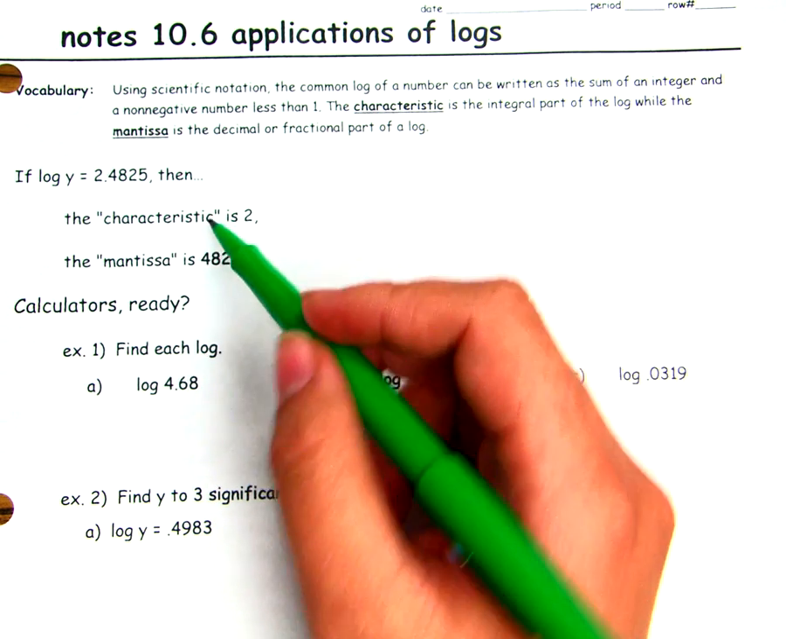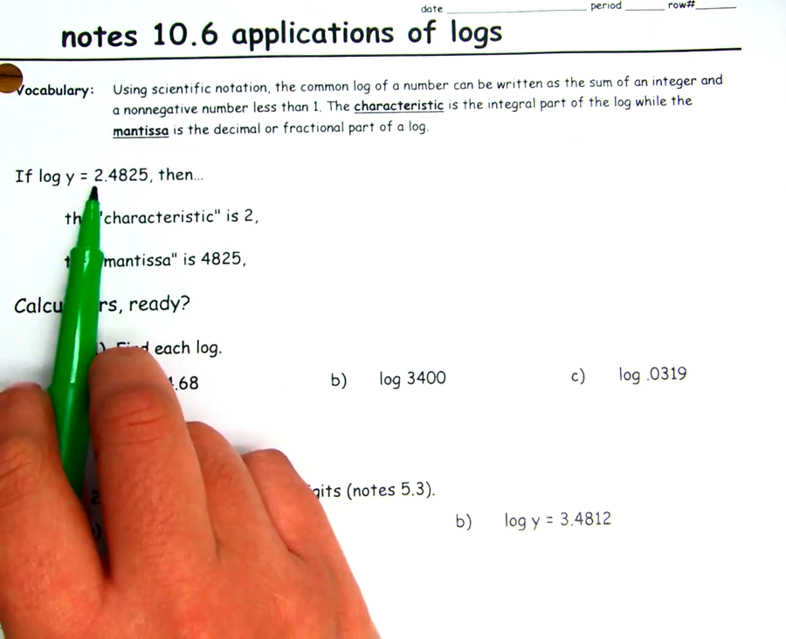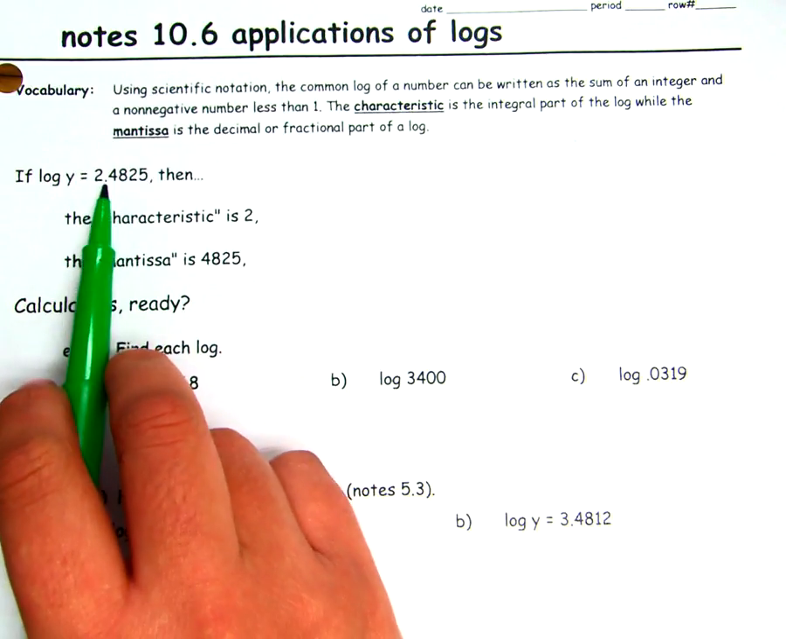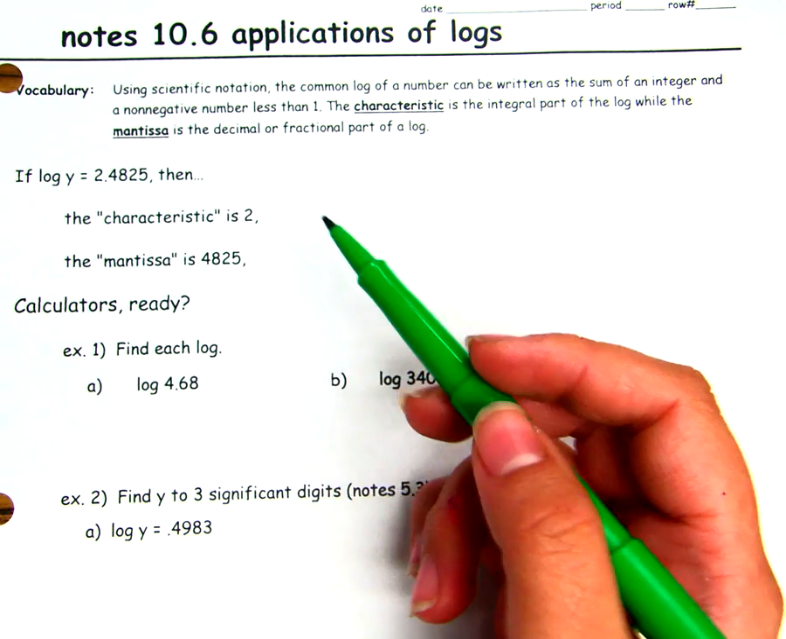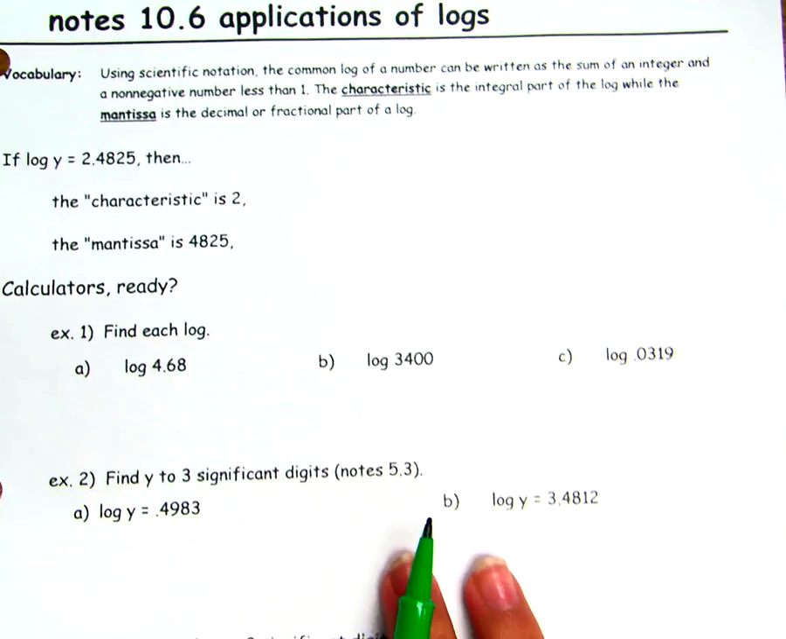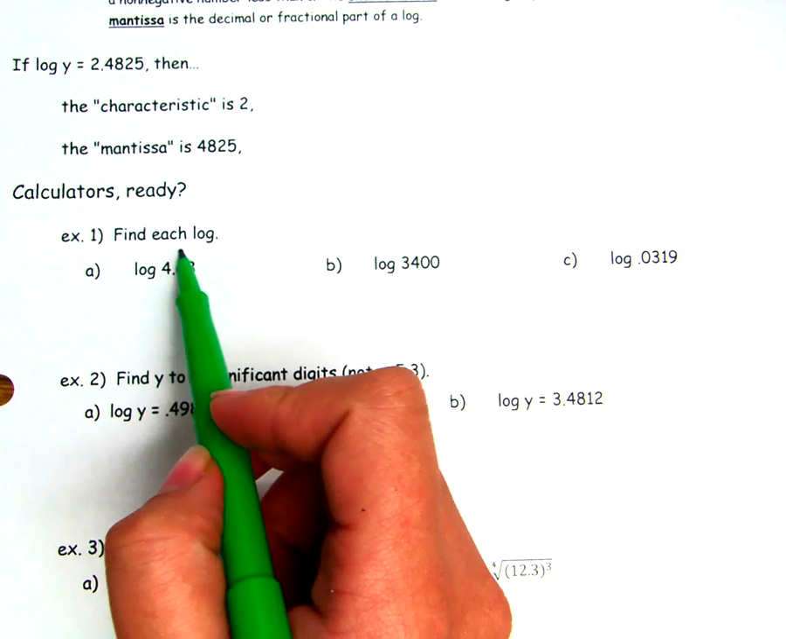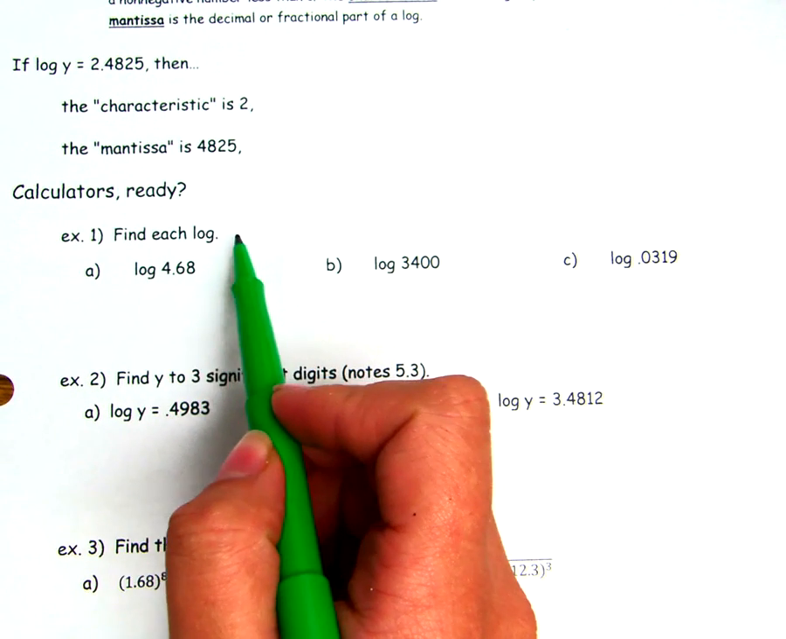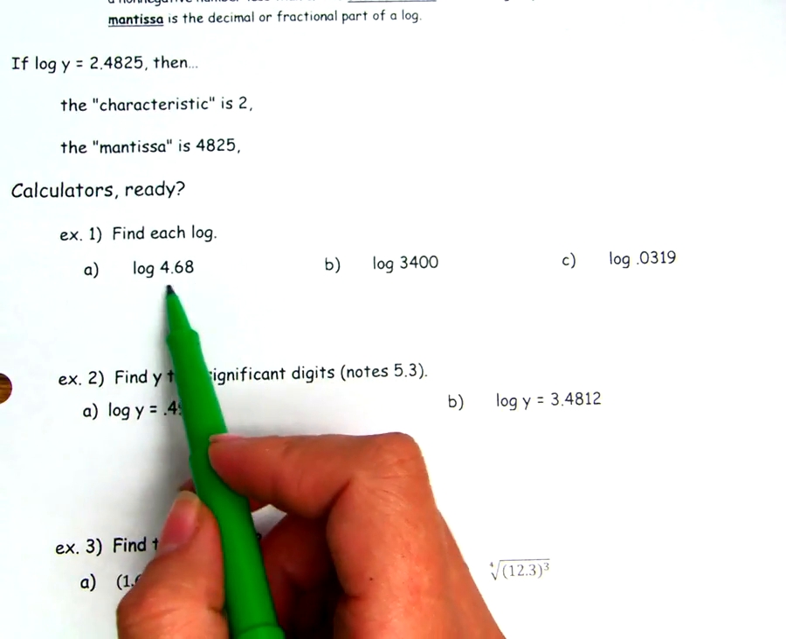Back in the day, you had to know what the characteristic was, which was the number in front, the whole number, and then the mantissa, which was the decimal part. In this case, you don't have to worry about it because now we have calculators, so we're not relying on all those tables. So now we're going to move on to the calculator portion. If it doesn't say how many decimal places to round your number to, just go with how many significant figures are in the original problem.